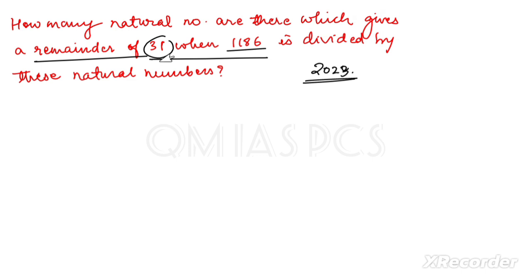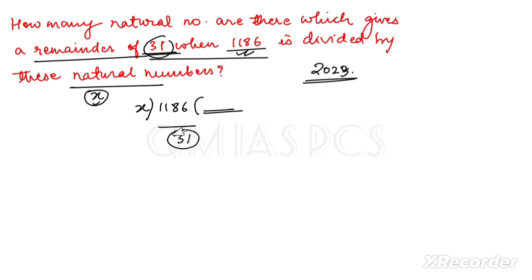Let's consider those natural numbers to be x. When we divide 1186 by x, we get a remainder of 31. That means we can write 1186 equals x times some quotient, and finally 31 will be the remainder. So if I subtract this 31 from 1186, the value will be 1155.